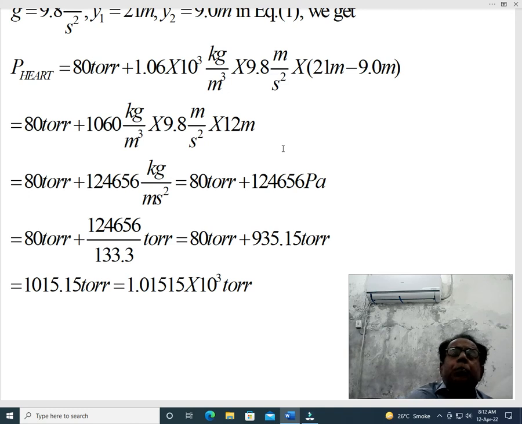Moreover, dear students, meter into meter, meter square in the numerator will be subtracted from meter cube in the denominator, and our resulting unit will become kilogram per meter second square. And we know from the first step of this solution that kilogram per meter second square is the other name of Pascal. This unit is equal to Pascal and is alternatively also equal to Newton per meter square. So in the next step, again we have not disturbed 80 torr, it is written as before, but in place of kilogram per meter second square we have used Pascal.